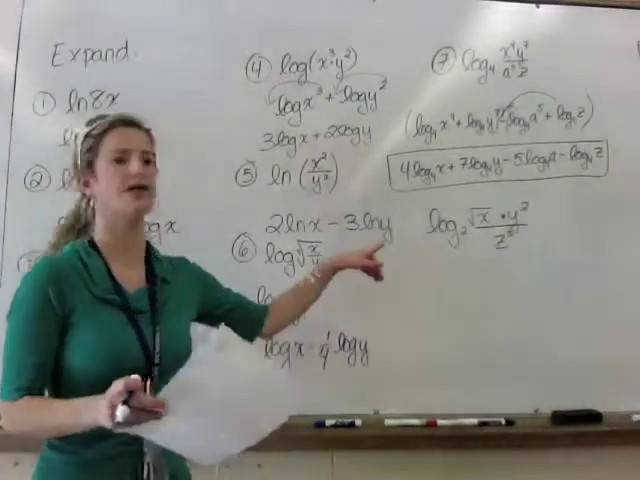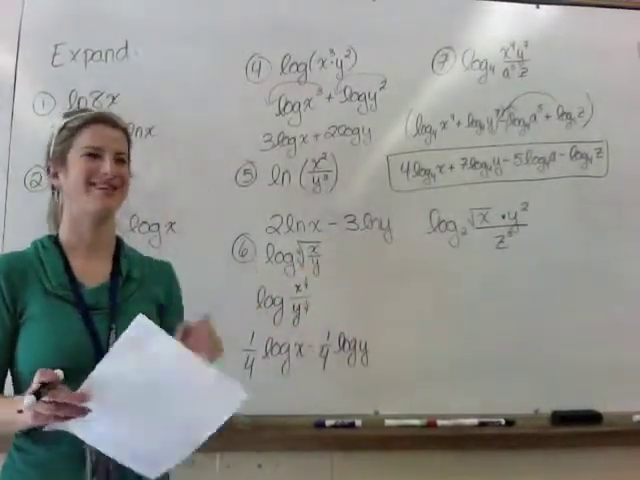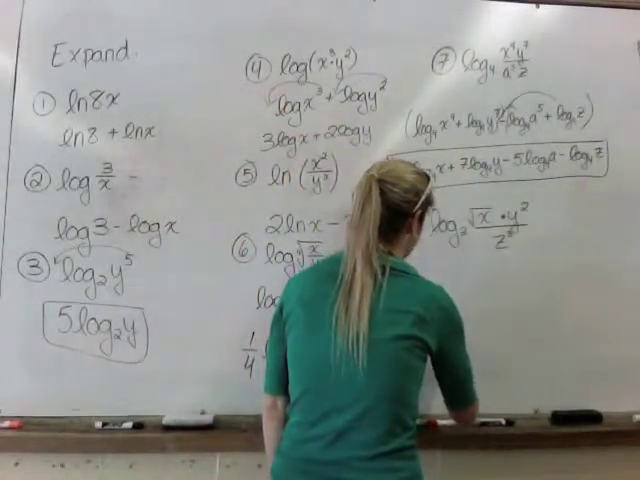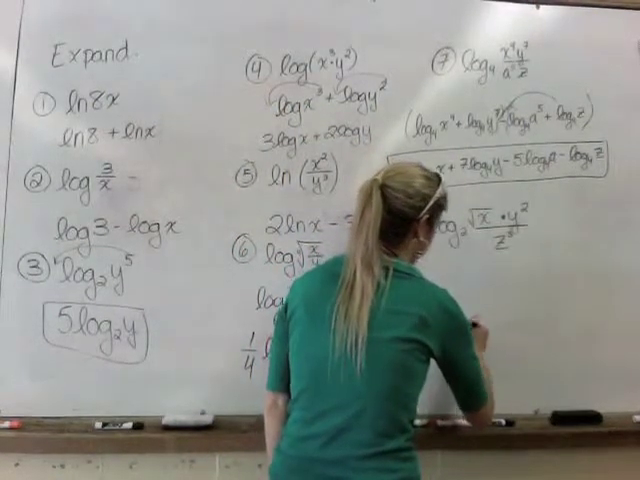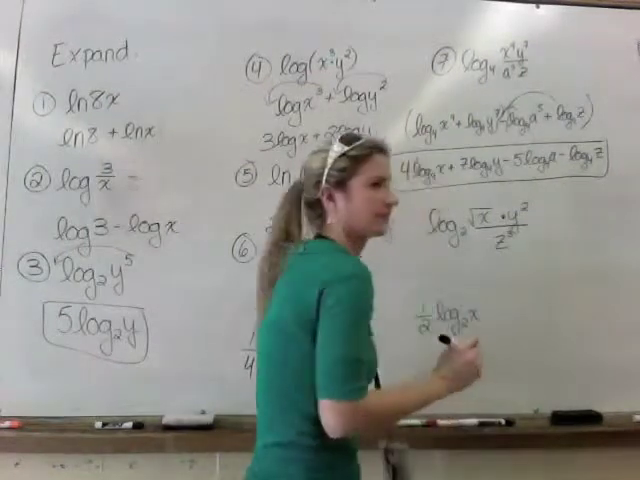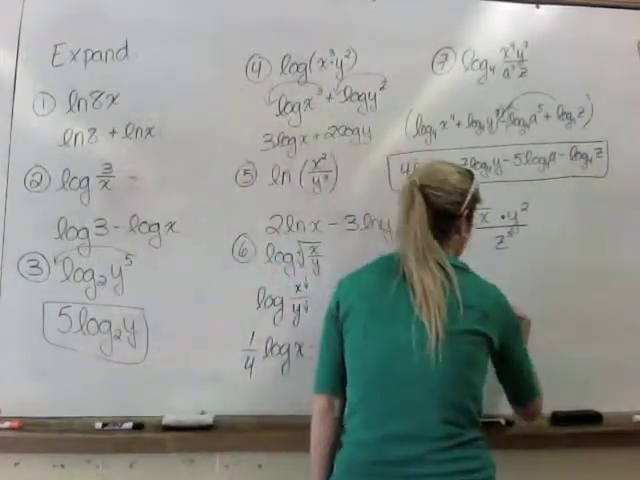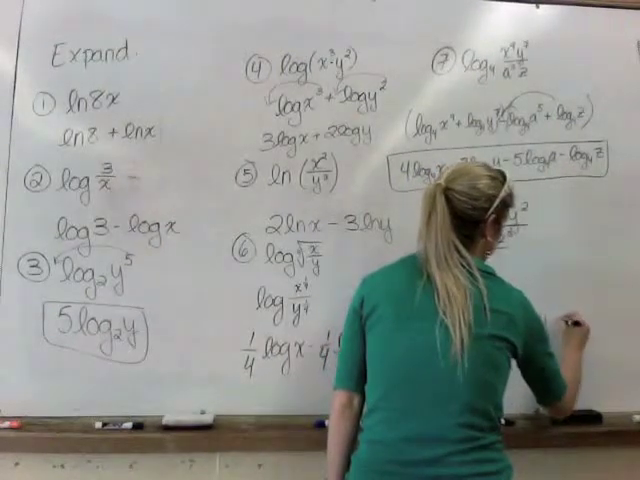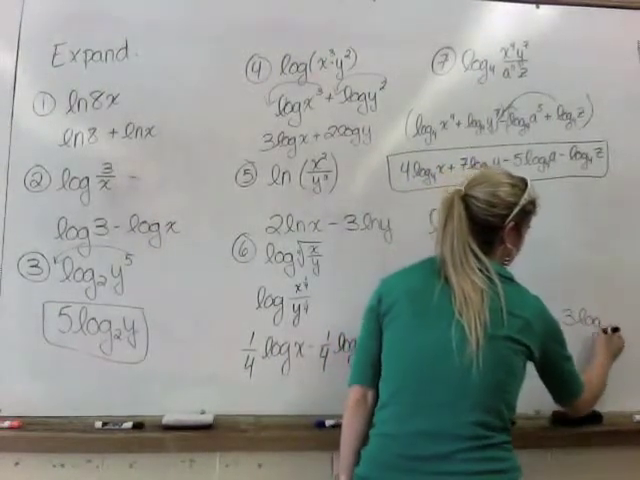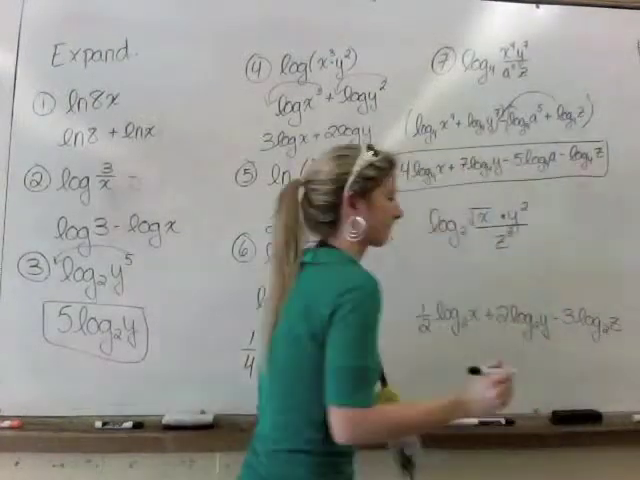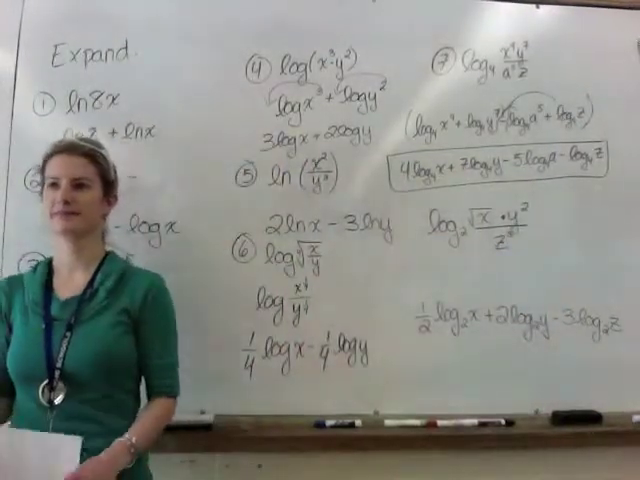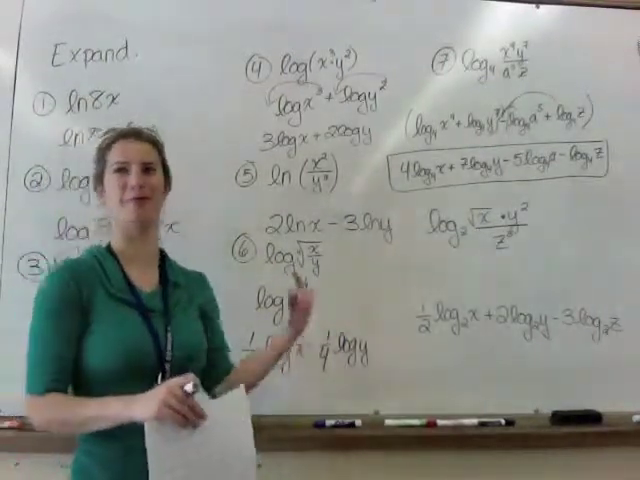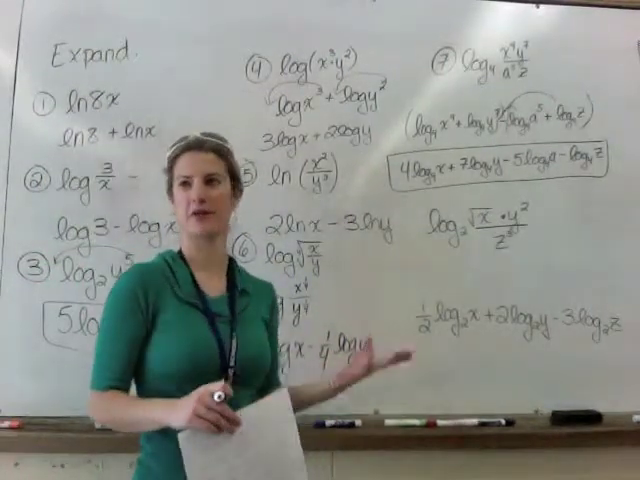Okay, so who's ready to talk about this one? Grace, tell me what you got. 1/2 log base 2 of x plus 2 log base, oh wait, hang on. 1/2 log base 2 of x, yep. Plus 2 log base 2 of y minus 3 log base 2 of z. Who agrees? Good. Who got it right? Good. Okay, so we can probably move on from this because you feel pretty confident about it.